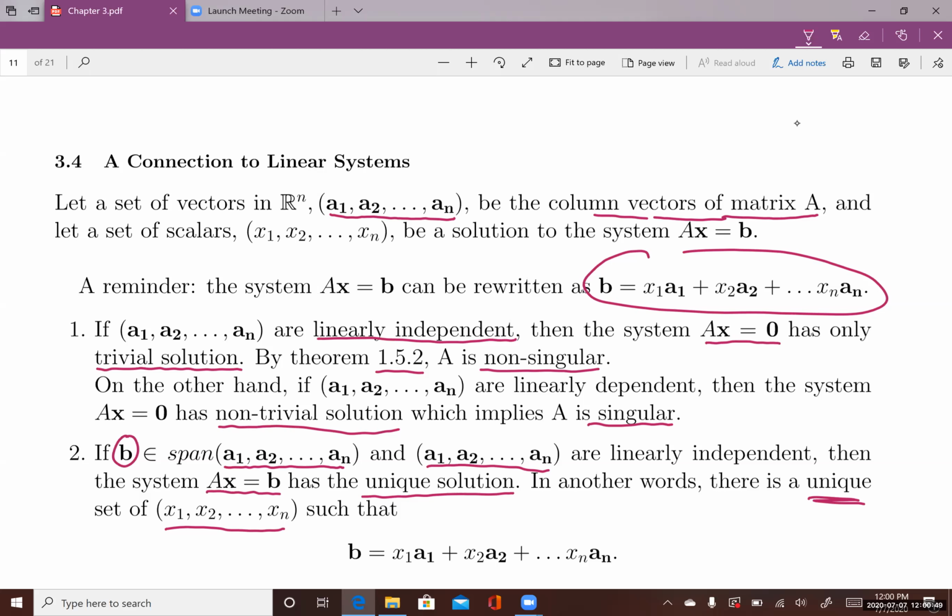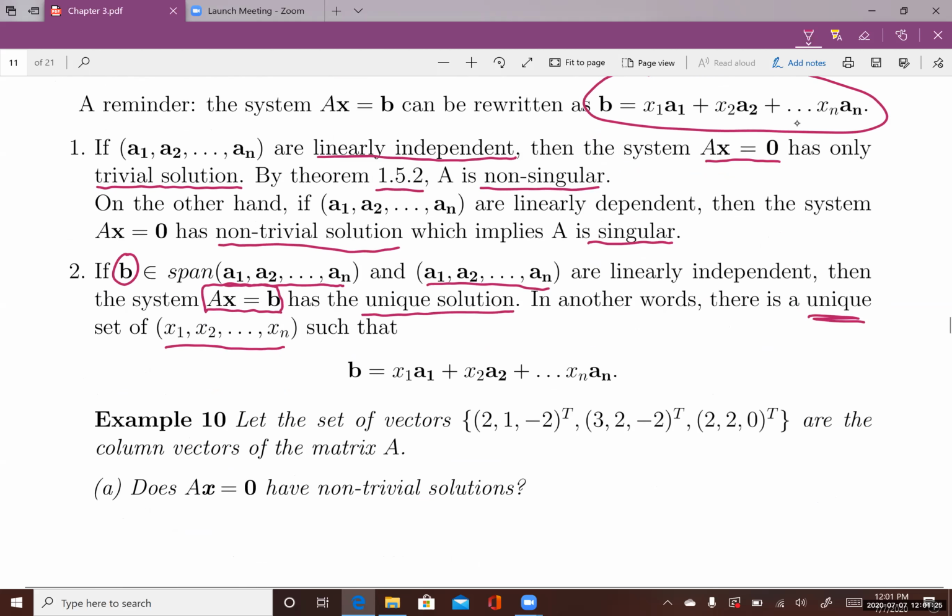Second, if you have a vector that is in the span of A1, A2 to An, and this set of vectors is also linearly independent, then the system Ax equals B has a unique solution. There are two conditions that give you a unique solution. First, B is in the span of all the column vectors. Second, all the column vectors are linearly independent. Then you have a unique solution for the system Ax equals B.